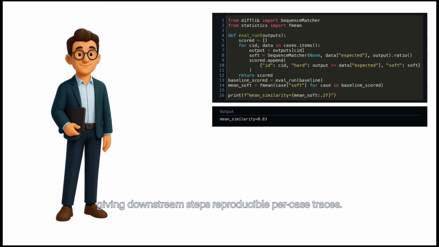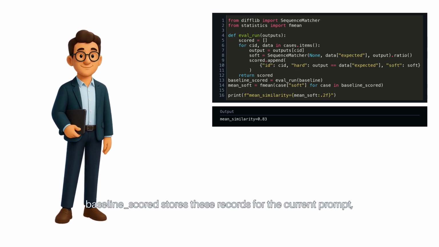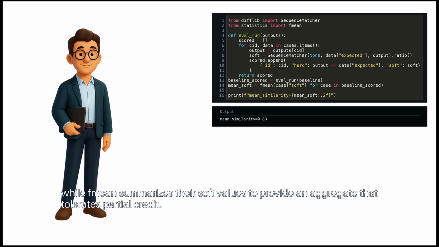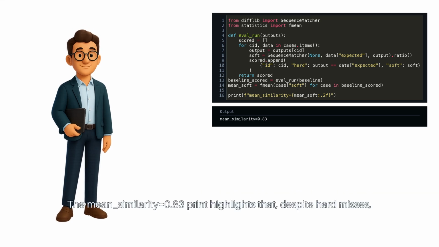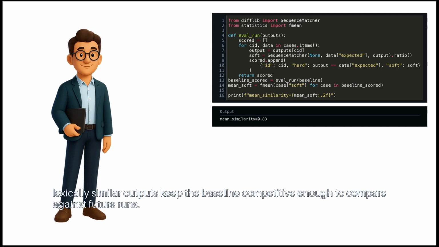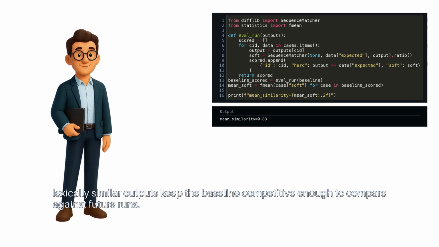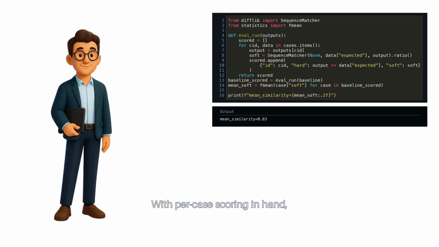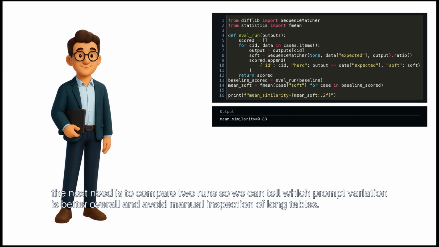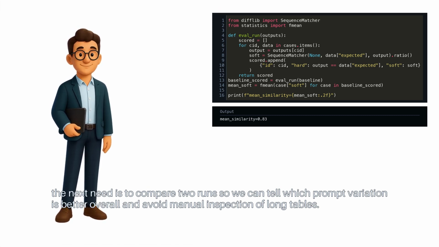Baseline scored stores these records for the current prompt, while fmean summarizes their soft values to provide an aggregate that tolerates partial credit. The mean similarity equals 0.83 print highlights that despite hard misses, lexically similar outputs keep the baseline competitive enough to compare against future runs. With per-case scoring in hand, the next need is to compare two runs so we can tell which prompt variation is better overall and avoid manual inspection of long tables.